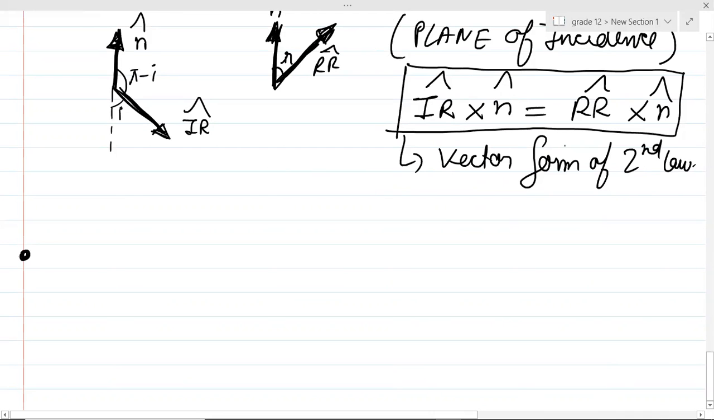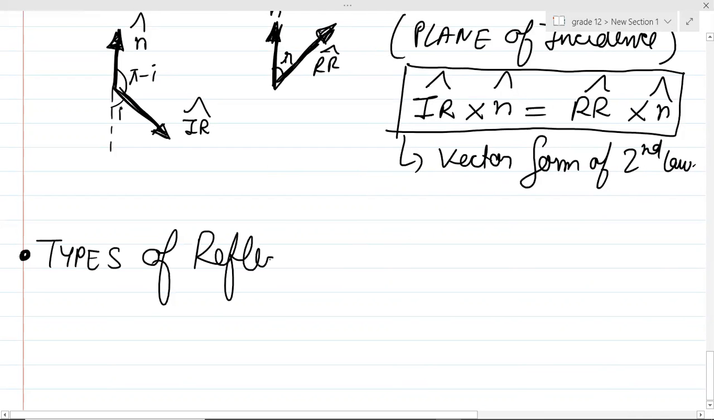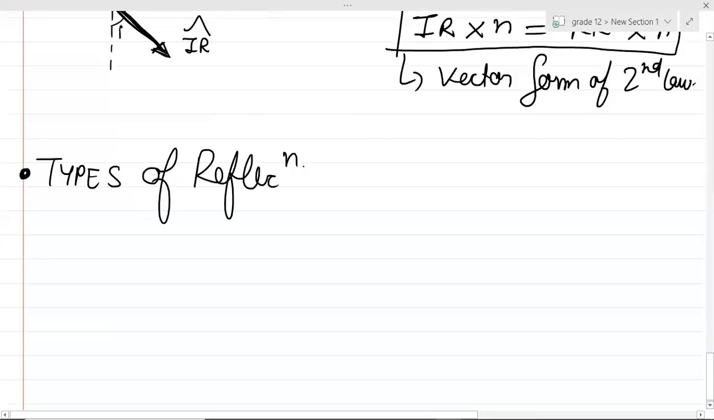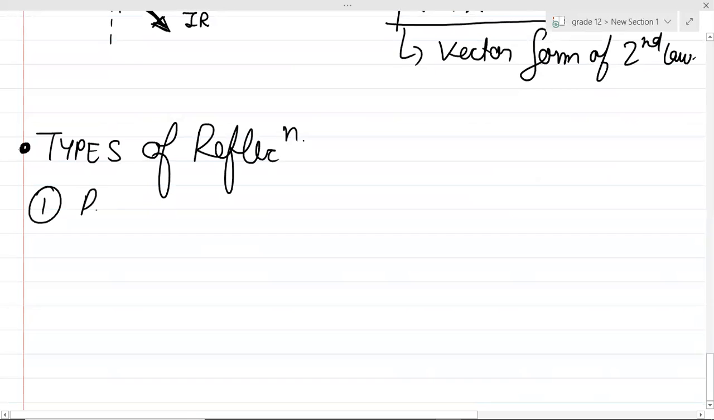Okay. So I think these laws of reflection are pretty much clear to you. Then after this, there are types of reflection. What are the types of reflection? There is one which is called regular reflection. What is this regular reflection, guys?